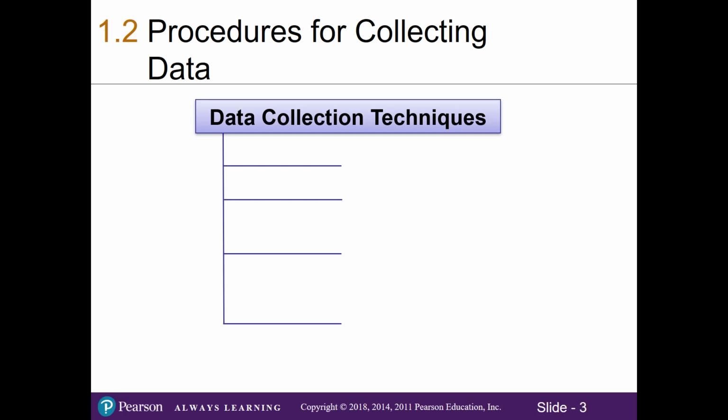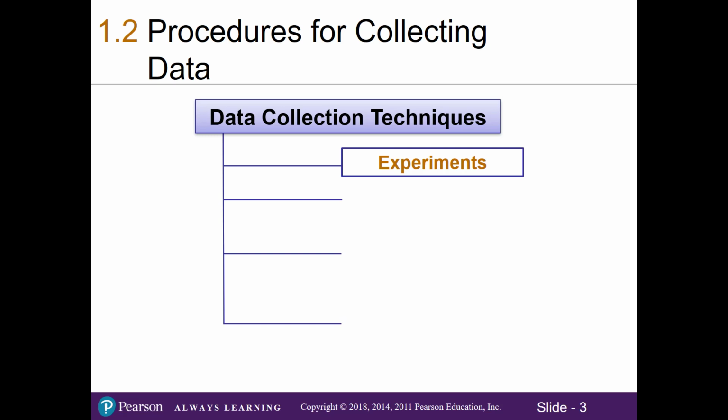So for the procedures for collecting data, there are a number of ways that the textbook covers, and I'm going to emphasize a few more over others. But first, we'll start with experiments. An experiment is a process that produces a single outcome whose result cannot be predicted with certainty. So we'll run an experiment and see what happens.